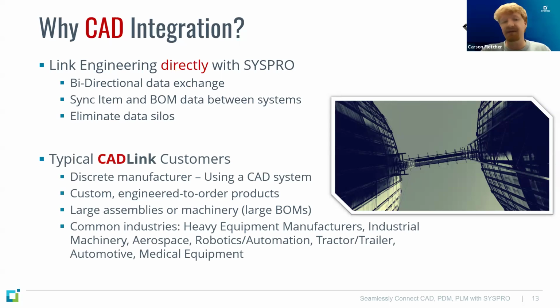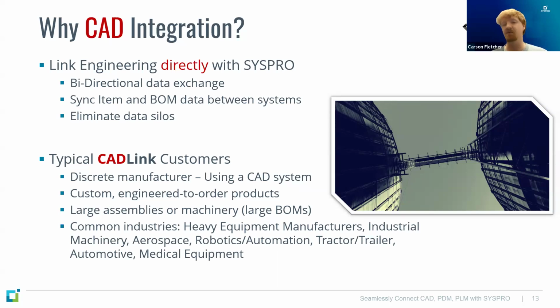A typical CADLink customer of ours maybe looks a little something like this, fits one of these descriptions. They're obviously a discrete manufacturer, so they're using a CAD system. Now, that could be a mechanical CAD system. That could be an electrical CAD system. We have electrical CAD integrations as well. Maybe you have custom or engineered to order products, something that you're building specifically for one customer, or a product line that you're making lots of different changes to.